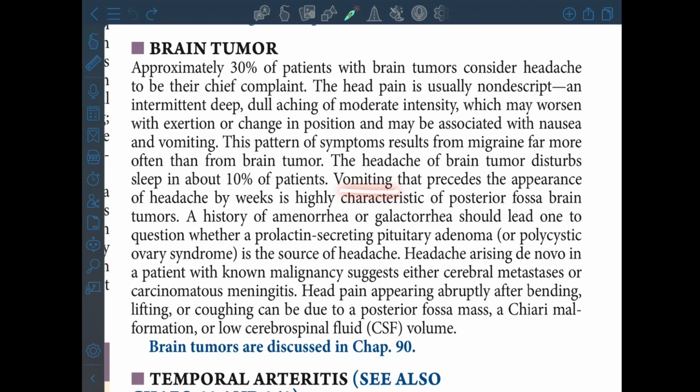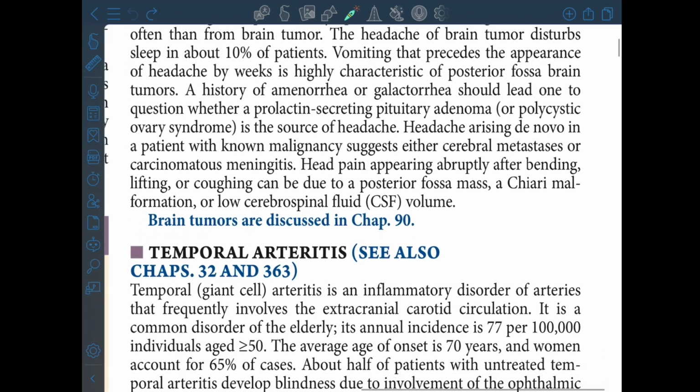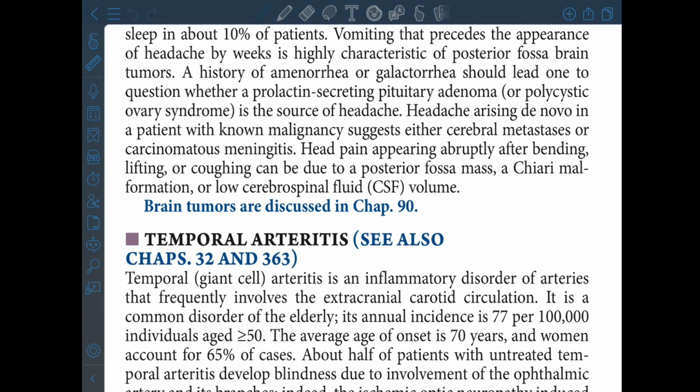Vomiting that precedes the appearance of headache by weeks is highly characteristic of posterior fossa brain tumors. A history of amenorrhea or galactorrhea should lead one to question whether a prolactin secreting pituitary adenoma or polycystic ovarian syndrome is the source of headache. Headache arising de novo in a patient with known malignancy suggests either cerebral metastasis or carcinomatous meningitis. Head pain appearing abruptly after bending, lifting, or coughing can be due to a posterior fossa mass, a Chiari malformation, or low cerebrospinal fluid volume.